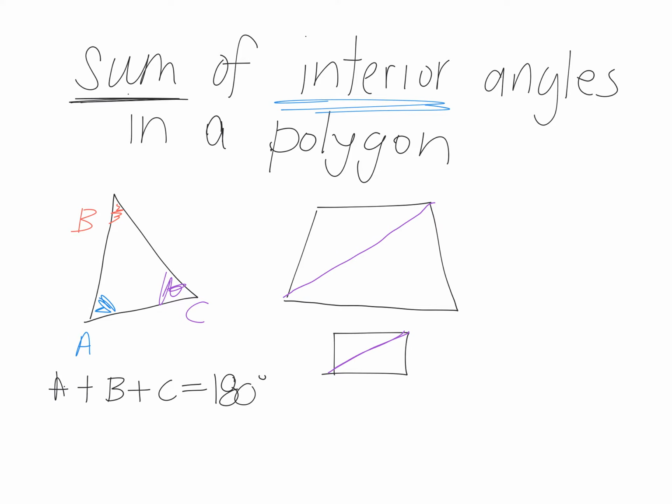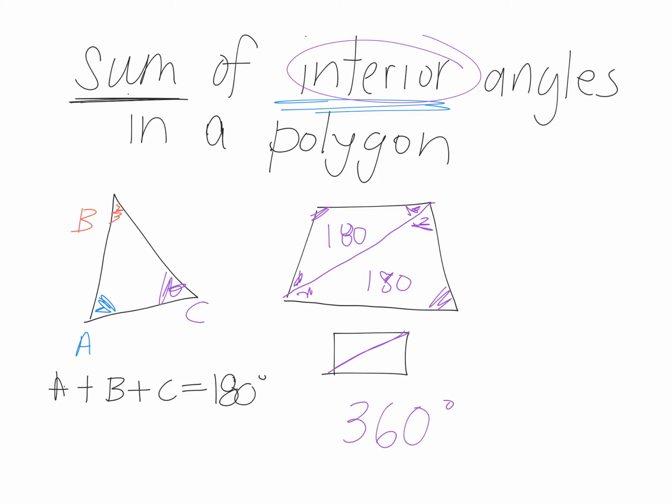So how many degrees do you think the angles will add up to inside the shape? 360? Yes, how do you know that, Danica? I have one triangle, and I already know that one triangle is 180 degrees, the 3 angles. And then we have another triangle, which is another 180 degrees. 180 plus 180 is 360. So a four-sided shape, the sum of the interior angles adds up to 360.